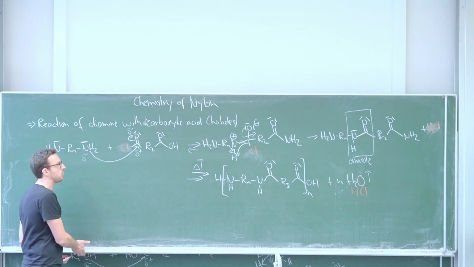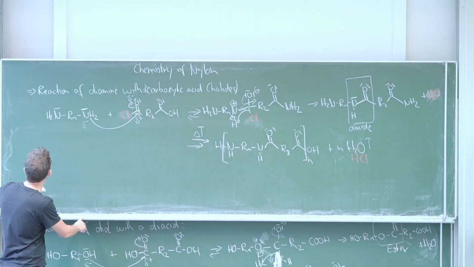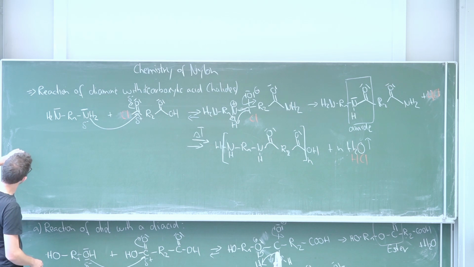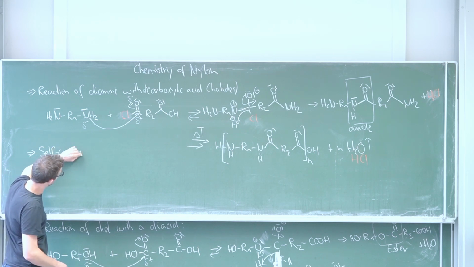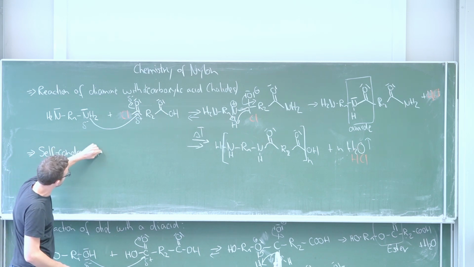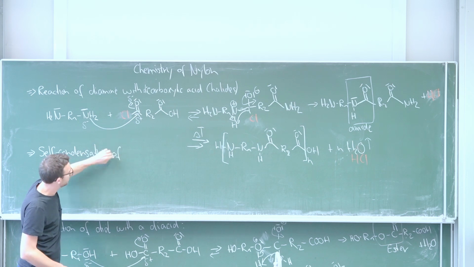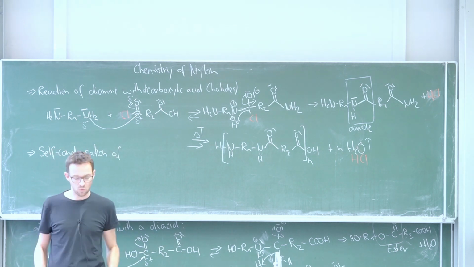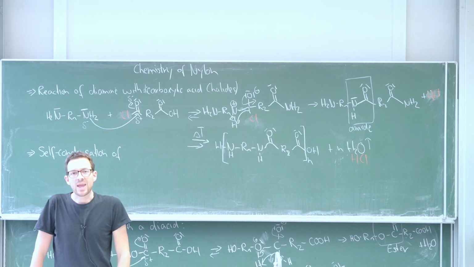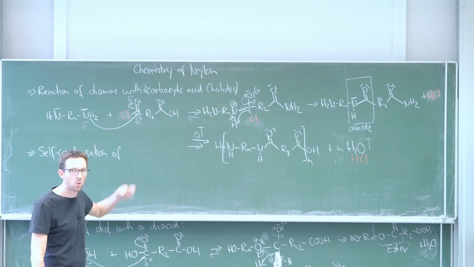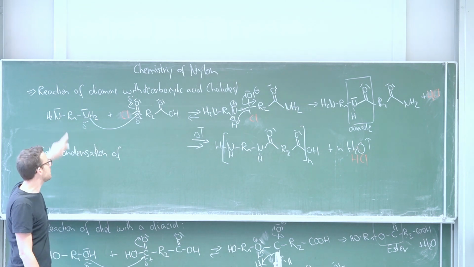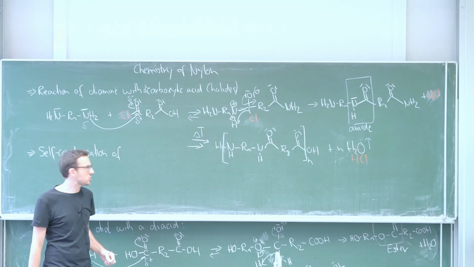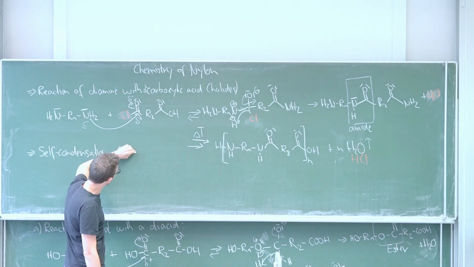Okay, and just for the sake of completeness, what we can also do is a self-condensation of a material that we before called an AB monomer, so that contains both of these functionalities. In this case, it would be a molecule that has an amino function and an acid function, and that's why we call them amino acids.